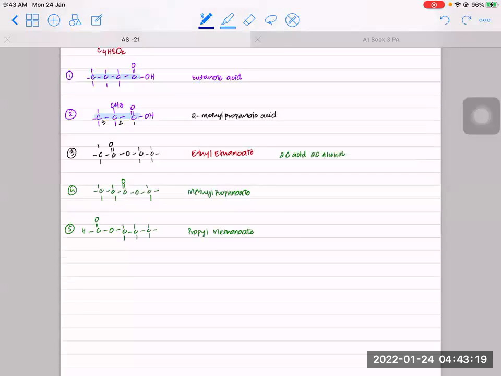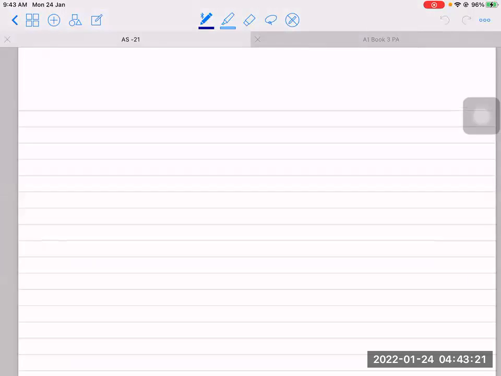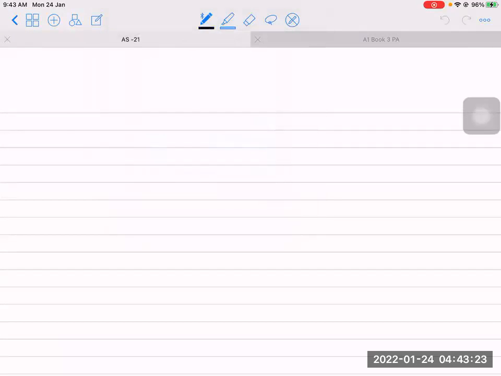Now we will be starting with stereoisomerism. Let's start with what were structural isomers? They had the same molecular formula but different structural formula. What were the types? Chain, positional, and functional. Which ones were functional?